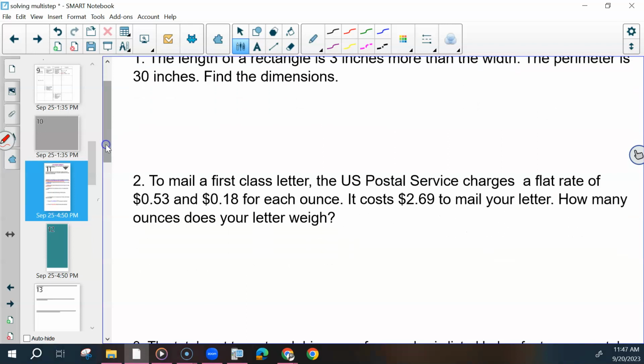Read it with me. To mail a first-class letter, the U.S. Postal Service charges a flat rate of 53 cents and 18 cents for each ounce. It costs $2.69 to mail your letter. How many ounces does your letter weigh? What do you feel is important from this? We're going to circle, highlight, underline anything you feel is important. Yes. Numbers are important. Go ahead. For each ounce. That's also important with this.